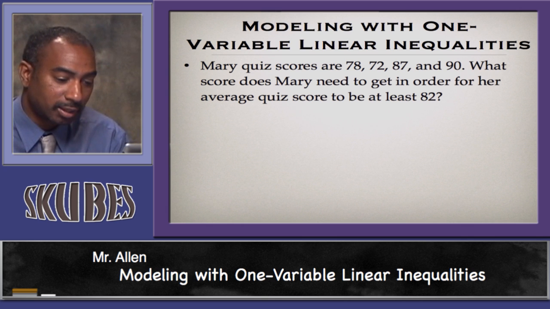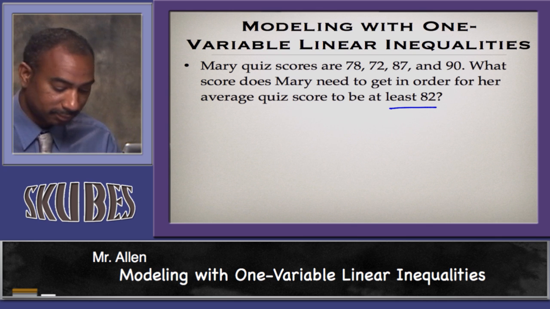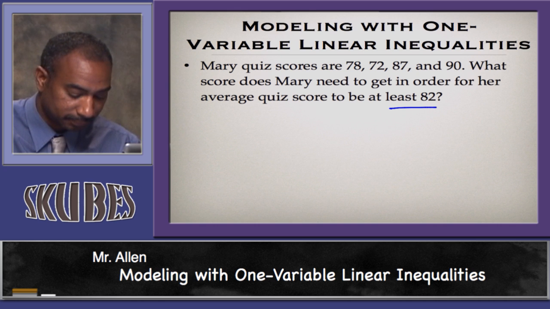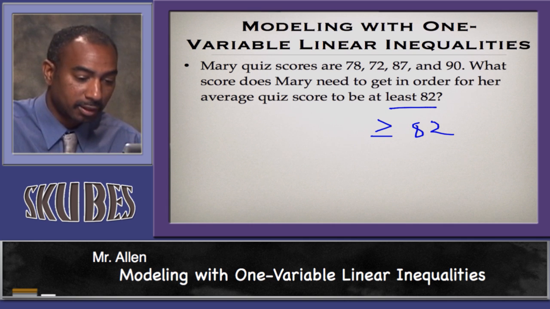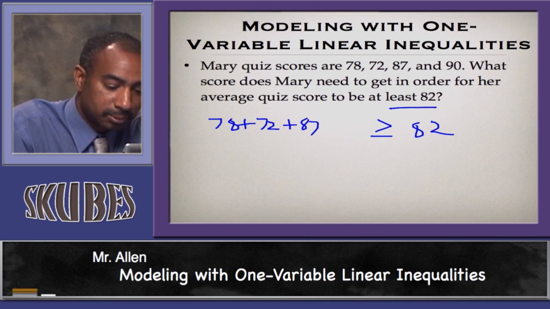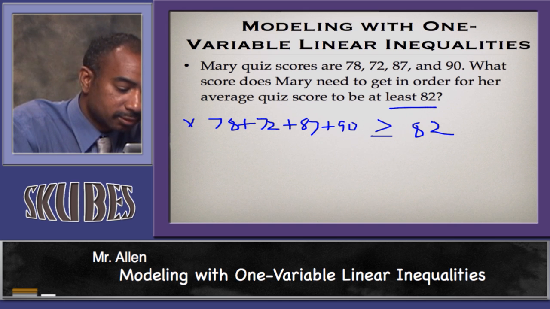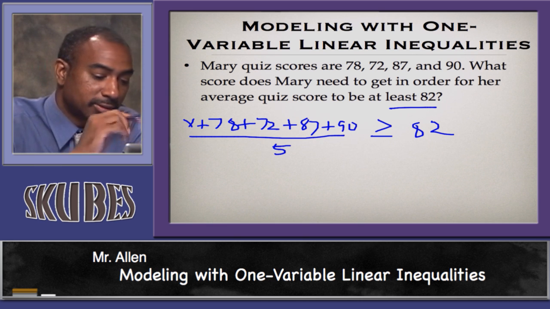All right, Mary's quiz scores are 78, 72, 87, and 90. What score does Mary need to get in order to average her quiz scores to be at least 82? Maybe she wants like a B average. So remember, at least is greater than or equal to. She wants at least 82 or above. And to average means you have to add up all the test scores. So right now we have 4 scores, but one more score would be 5. So you're going to add up all these scores, plus 90, and then plus X. That's your 5th score, and you're going to divide by 5. And that's the setup, because you want the average scores there.